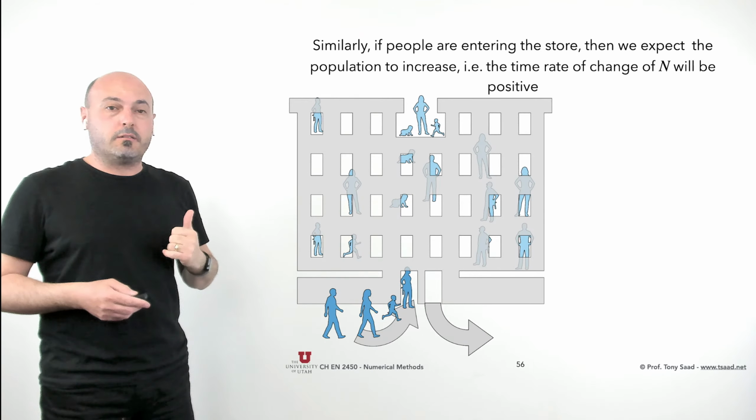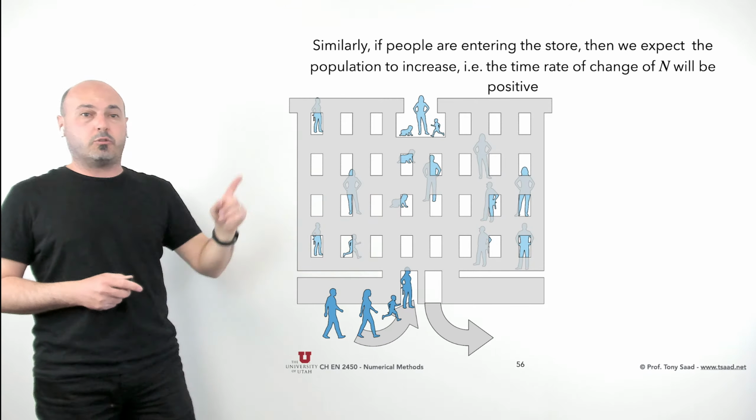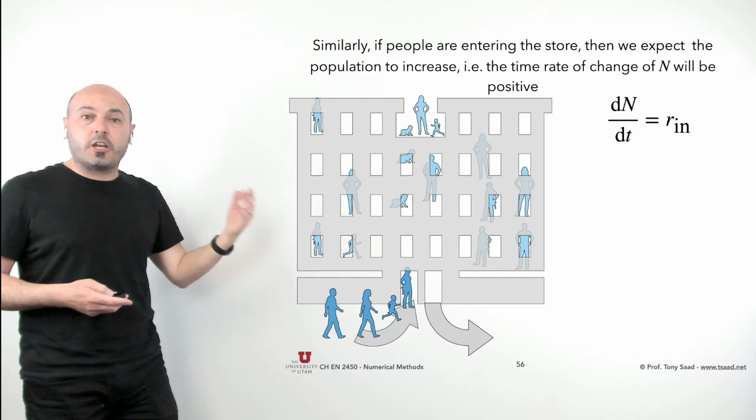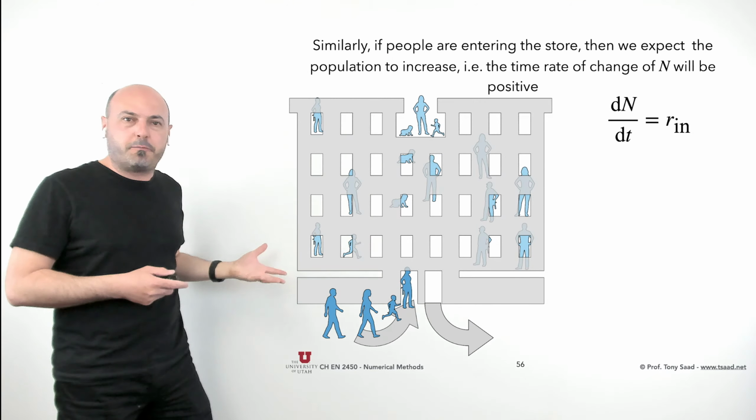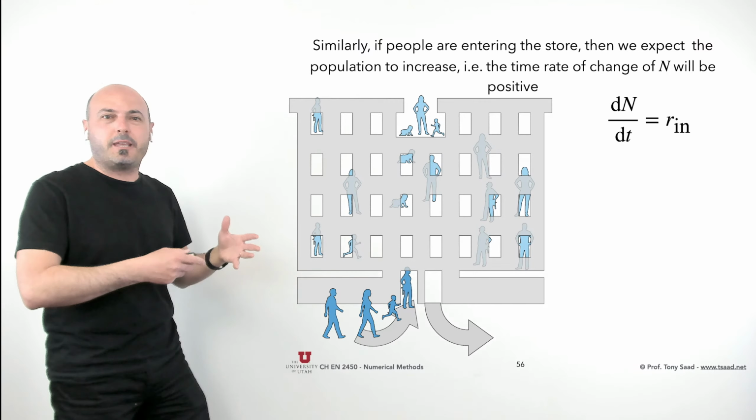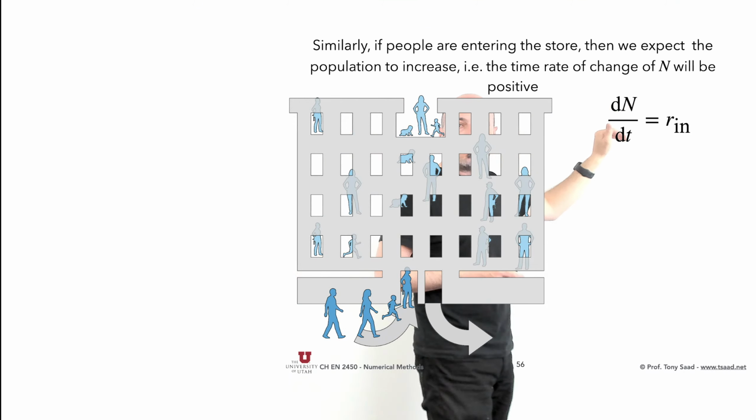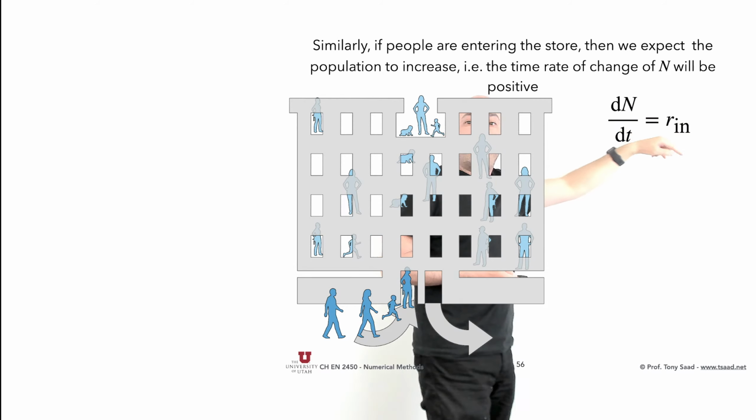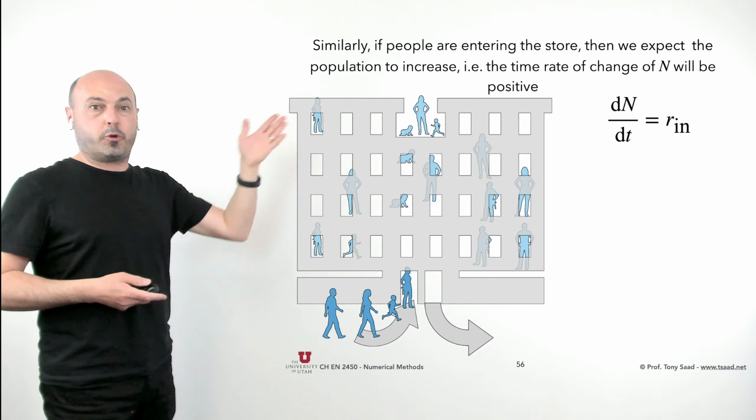Now let's take the other story, the opposite side. If people are entering the store, then we expect the population in the store to increase. Therefore, the rate of change needs to be a positive number. Because we are dealing with positive quantities, the number of people, you can't have a negative number of people. You can have 0 people coming in, or 1 or 2 or 10, 15. So the rate of change inside the store, dN by dt, is the rate of number of people coming in, which is a positive quantity. And that tells you that dN by dt is increasing, so more people are coming in.